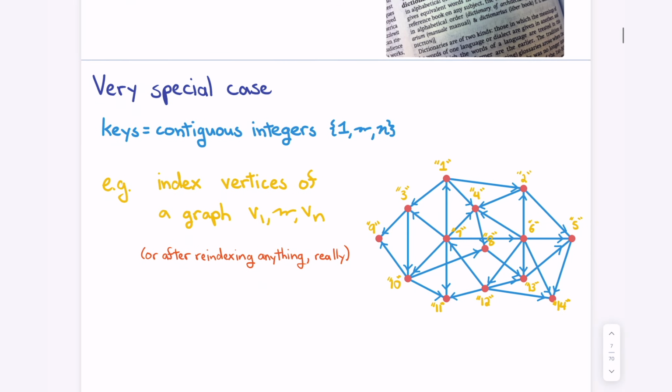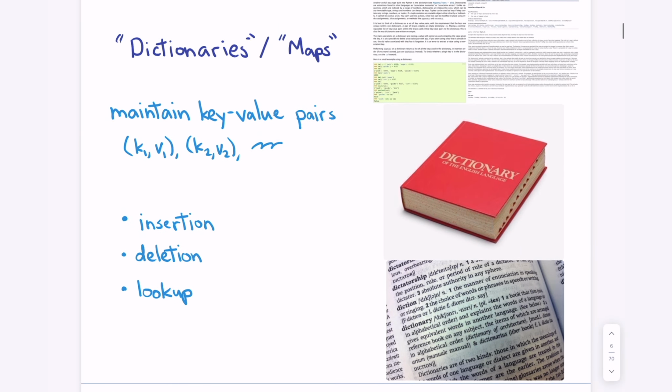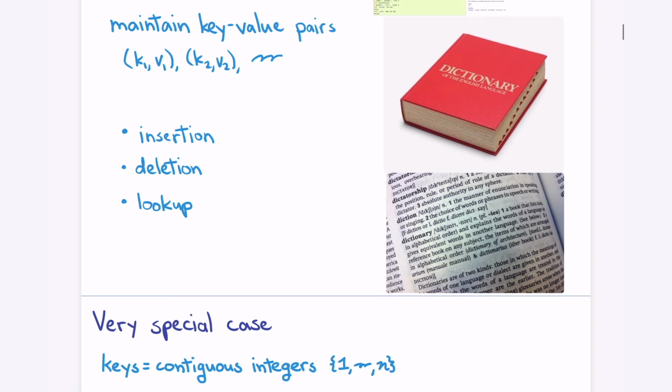Okay, good. So maybe I should at least mention dictionaries. You can insert a key value, delete a key, look up the value for a key. That's all you want to implement.